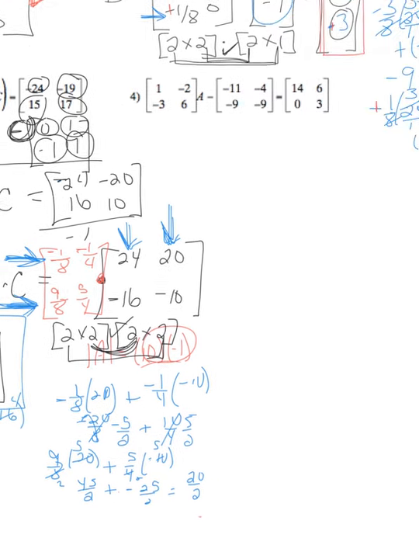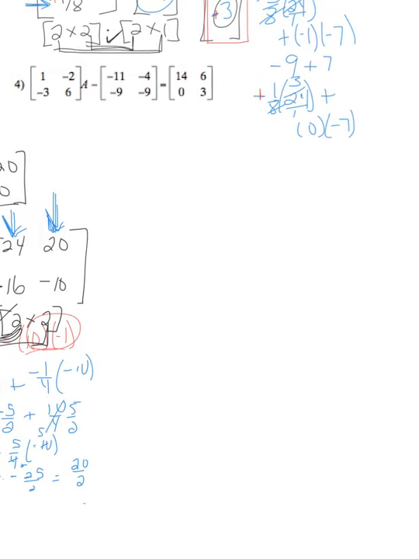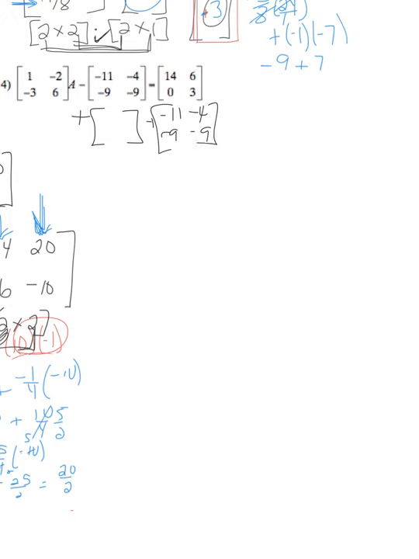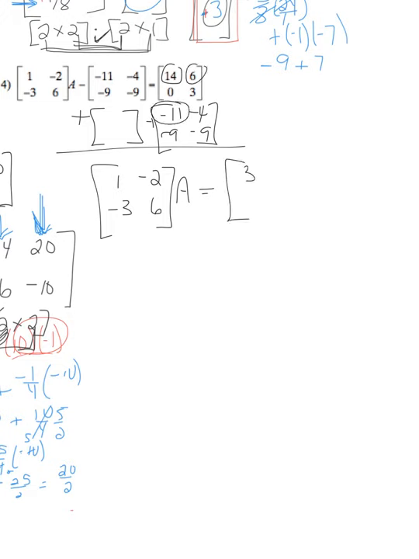Okay, let's look at number 4. Let's do one more. Okay, right off the bat, I'm just going to add this matrix to both sides. So I've got this 1, -2, -3, 6 times the matrix A equals, let's see, 14 plus -11, so that's 3, 6 plus -4, that's 2, 0 plus -9, that's -9, and 3 plus -9, -6.